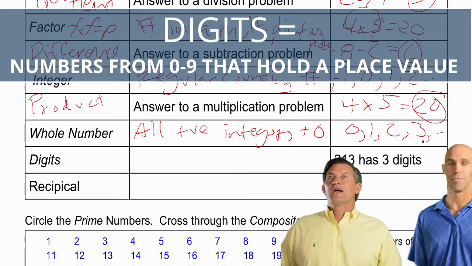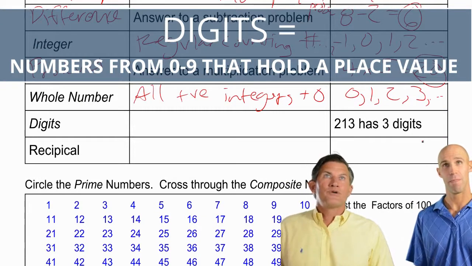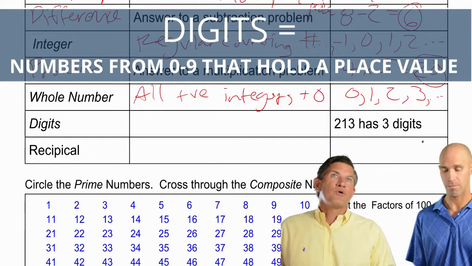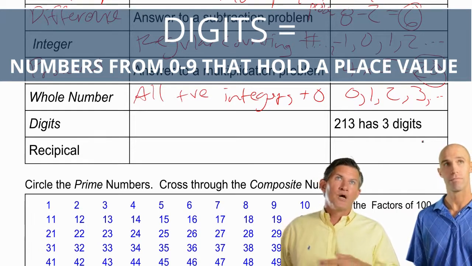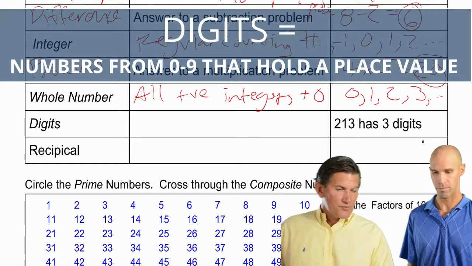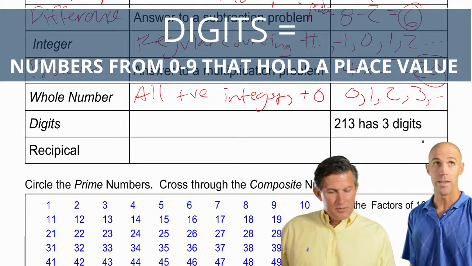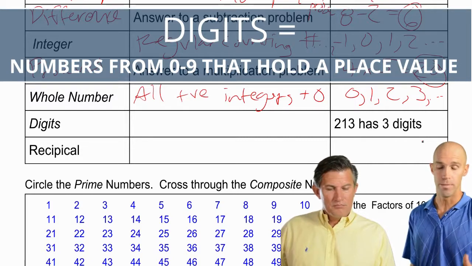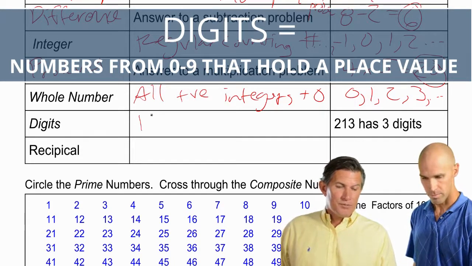Digits are just like the numbers. 213 has 3 digits, but there are only 10 possible. Some people think 9, but of course there's 0 and 1 through 9, the possible digits for each of those places. So what's a digit? A digit is a number from 0 through 9. There are 10 different digits, and they go in different places that we'll learn about.